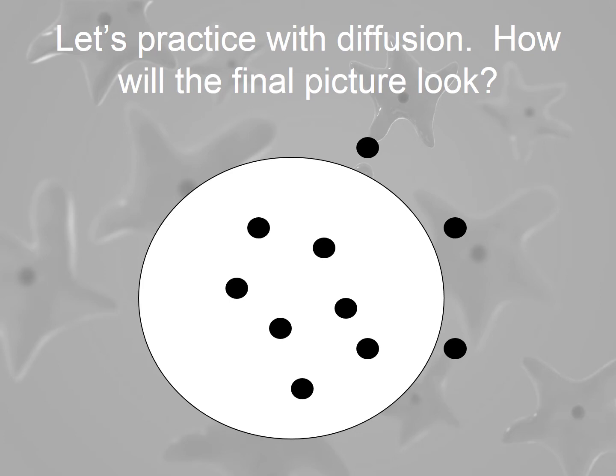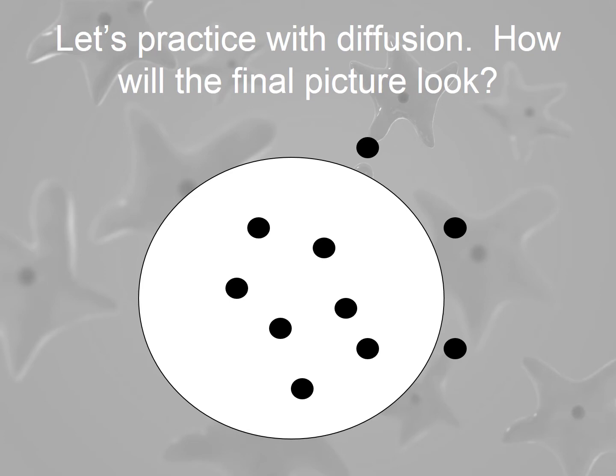Okay, so let's start with a little bit of practice with diffusion. Very basic picture. The little black dots represent molecules, the white circle represents a cell, and then the gray background is the outside of the cell. So the question I'm asking is, how will these molecules diffuse? What will the final picture look like? And I want you to try and draw it before I show you the answer.